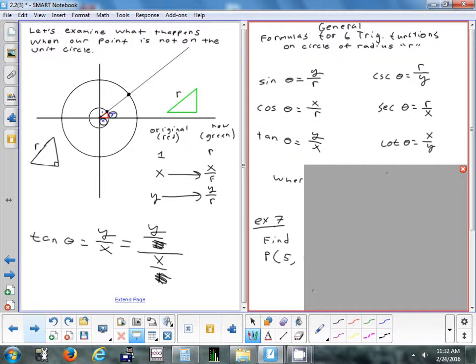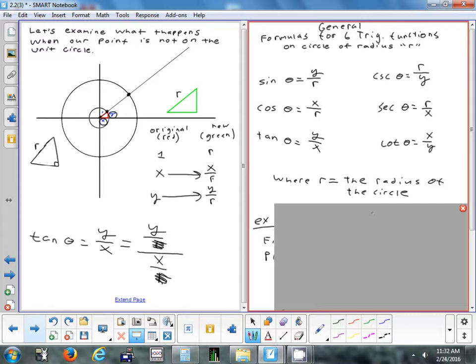And just like we've done before, if you've got the sine and you want the cosecant, flip it. R over y. If you have the cosine and you want the secant, take the cosine and flip it. R over x. And lastly, if you've got the tangent, flip it and get the cotangent. And again, r is the radius of the circle.